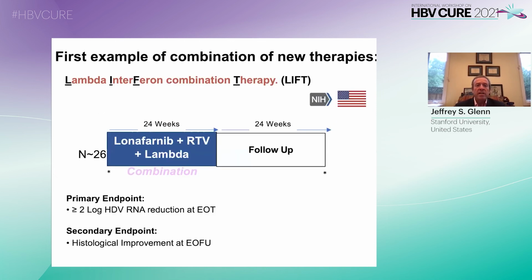So now we finally can come to the first combination of these new therapies together for Delta. This is the so-called LIFT study, which looked at the lonafarnib-ritonavir dose given in the phase 3 registration study, combined now, however, with interferon lambda instead of interferon alpha for 24 weeks duration with a 24-week follow-up. The primary endpoint was greater than 2 log reduction in HDV RNA at the end of treatment, and then histologic improvement at the end of follow-up.